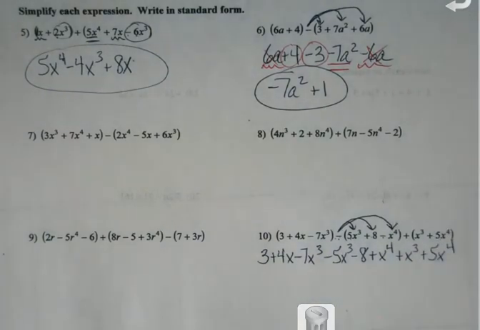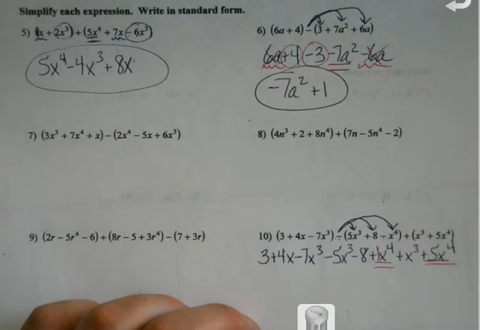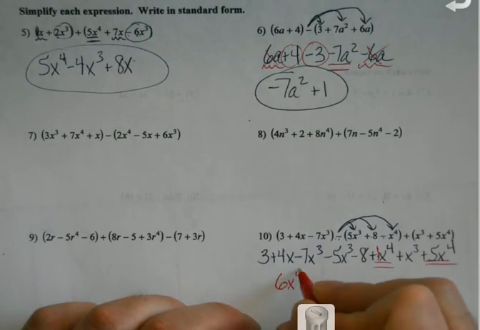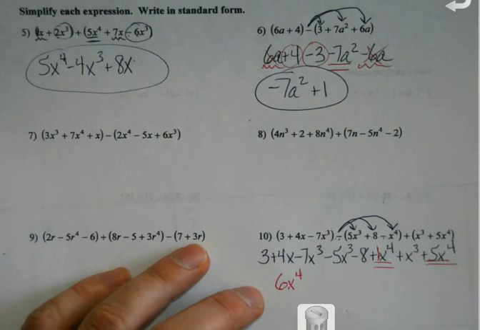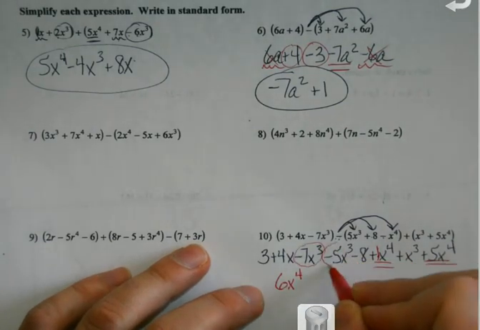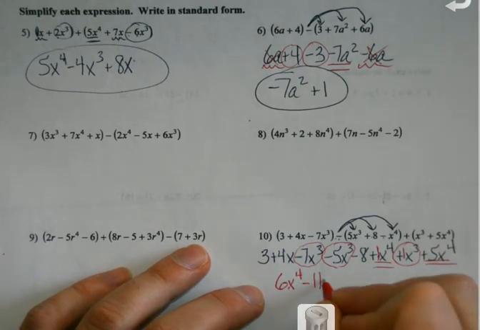Lots of stuff to combine though, so I really better take my time, because if I've done all this right, it'd be a shame if I started losing points because I got sloppy. All right, here's my x to the fourths. Remember, there's a 1 in front of this one. 5 plus 1 gives me 6x to the fourth. Let's see, x to the thirds. I got negative 7 and negative 5. That's negative 12. Plus 1 is negative 11.